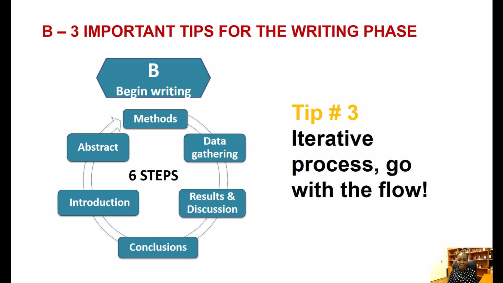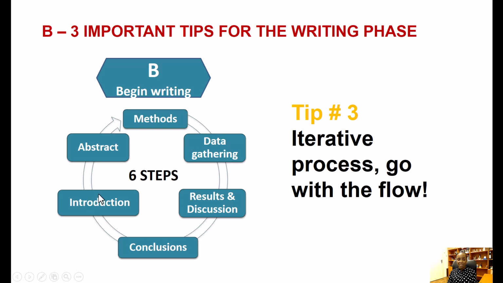The third tip on writing is that this whole writing phase is an iterative process, and so just go with the flow. For example, you can first of all start with methods, and then maybe you write the conclusions and you come back to methods, depending on how you feel. So I would say just go with the flow. Sometimes you feel like working with Origin, and so you do data analysis and data plotting. And other times you just feel like writing or reading, so then you write the introduction.